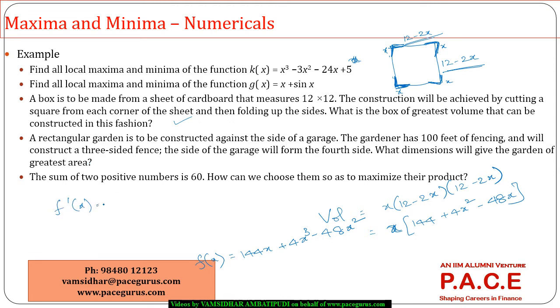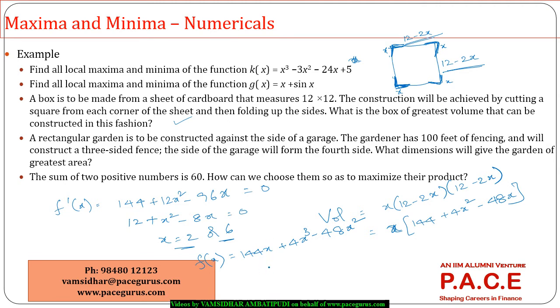Find the derivative. 144 plus 12x squared minus 96x. So make it equal to 0. I can cut out 12 across. So which becomes 12 plus x squared minus 8x equal to 0. x minus 6 into x minus 2. So x is either 2 or 6. There are two different points coming out. So x could be either 2 or 6.